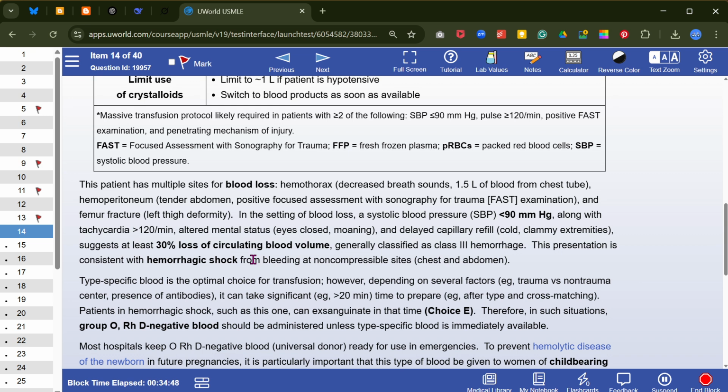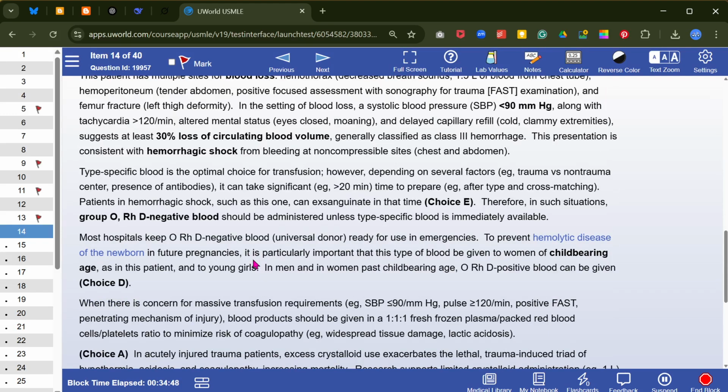This presentation is consistent with hemorrhagic shock from bleeding at a non-compressible site, chest or abdomen. Type-specific blood is the optimal choice for transfusion. However, depending on several factors, trauma versus non-trauma center, presence of antibody, it can take significantly more than 20 minutes to prepare after type and cross matching. A patient in hemorrhagic shock such as this one can exsanguinate in that time. Therefore, in such a situation, group O Rh negative should be administered unless type-specific blood is immediately available.